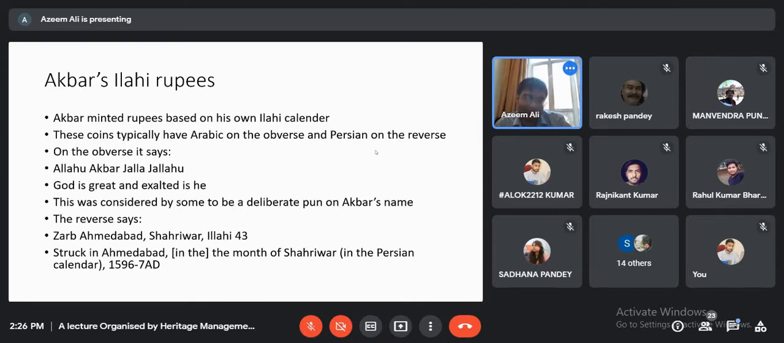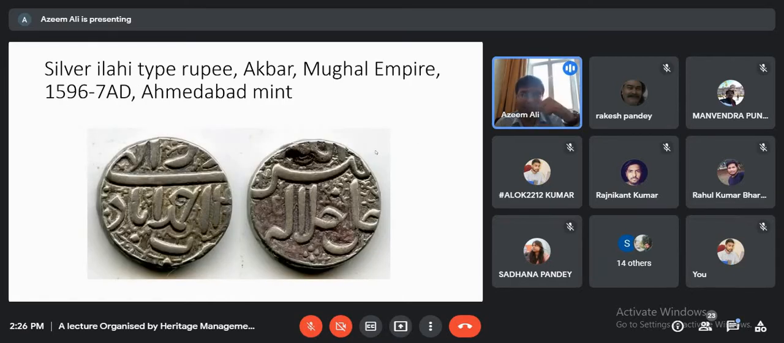And the reverse says Zab Ahmedabad, Shariwar Ilahi 43, which means struck in Ahmedabad, which is now Gujarat, in the month of Shariwar, which is based on the Persian calendar, in between 1596 and 1597 AD. And here is one of the silver Ilahi type rupees struck in Ahmedabad by Akbar. So you can see here the mint and year given, and then Allahu Akbar, Jalla Jallahu.